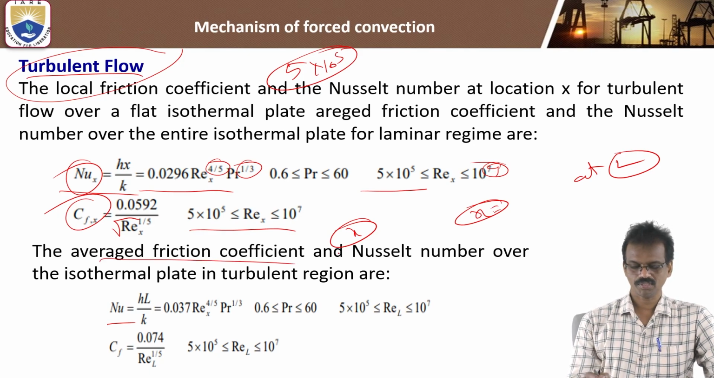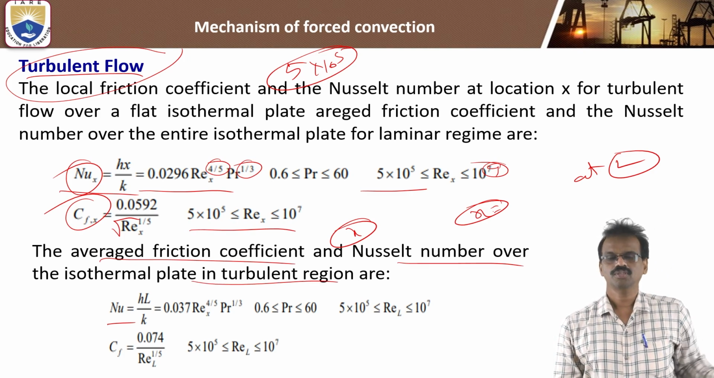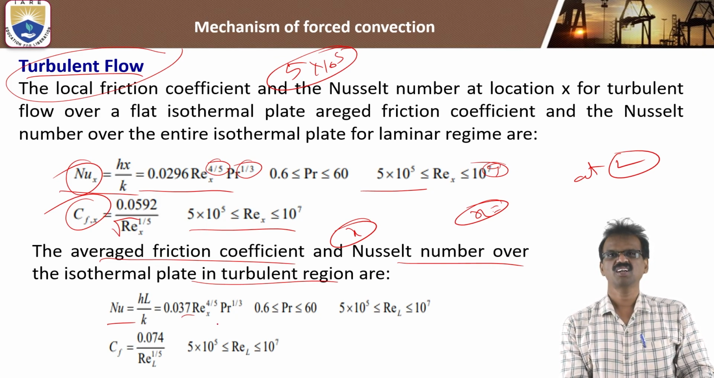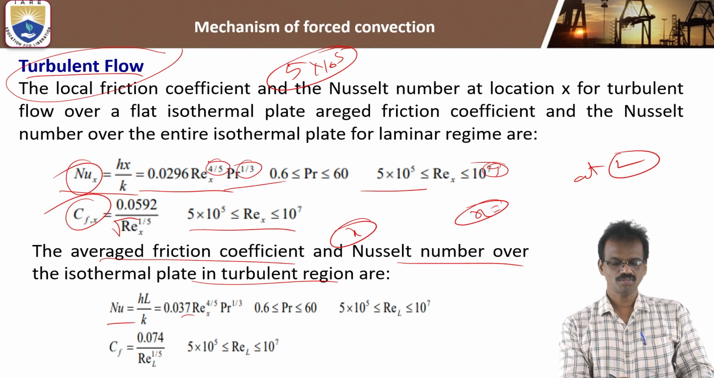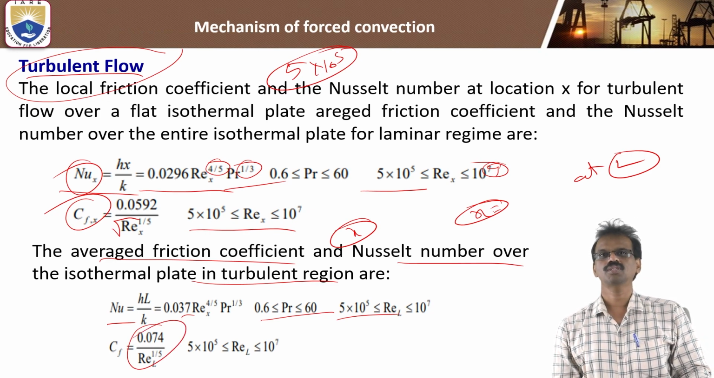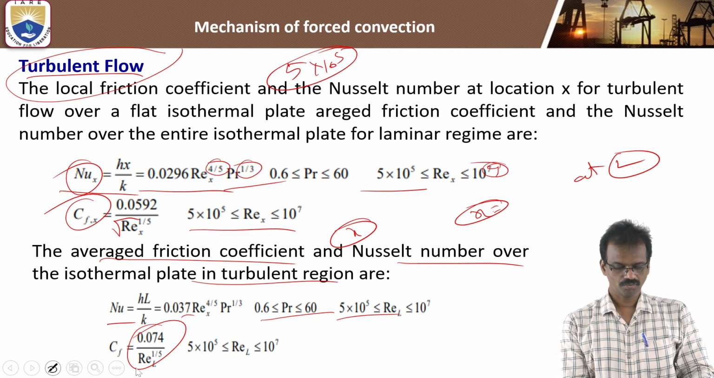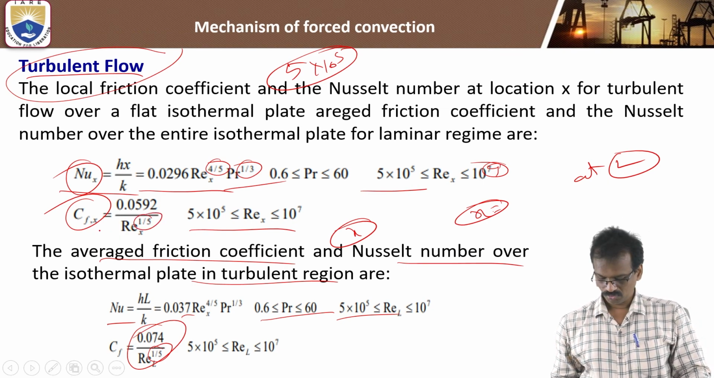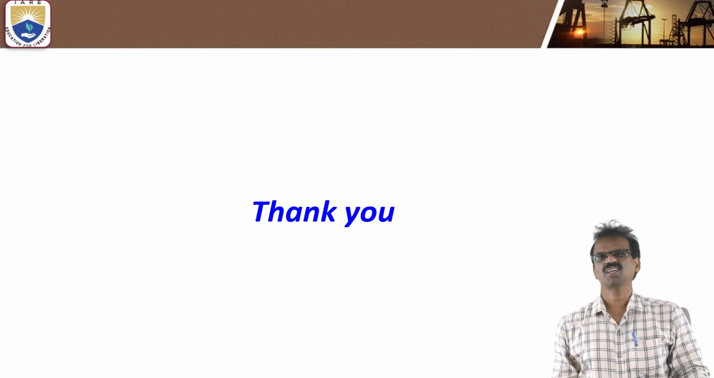So that is the average frictional coefficient and Nusselt number over the isothermal plate. It means Nusselt is equal to hL by k. So double this one: 0.037 Re to the power of 4 by 5 Pr to the power of 1 by 3. If you remember any one, you can automatically multiply it with 2. So that is the value. So C_f,x, the coefficient of friction, is equal to 0.074 Re to the power of 1 by 5. You have to remember this one, not under root, Re to the power of 1 by 5. So these are the formulas. By using these formulas, we can solve numericals in the next class.